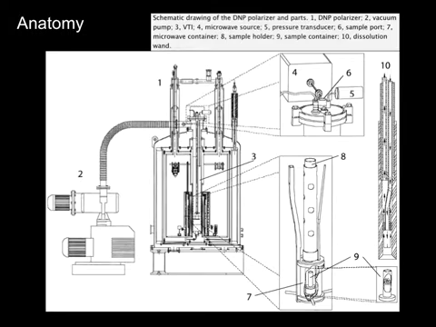So yeah, it's a modified NMR spectrometer. We can go down the list of the parts here. Okay, so number one, DNP polarizer. Okay, that's not really very helpful. This is this whole thing.